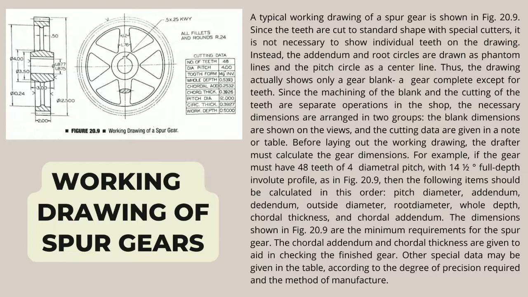As in figure 20.9, the following items should be calculated in order: pitch diameter, addendum, dedendum, outside diameter, root diameter, whole depth, chordal thickness, and the chordal addendum. The dimensions shown in figure 20.9 are the minimum requirements for spur gears, and the chordal addendum and the chordal thickness are given to aid in checking the finished gear. Other special data may be given in the table according to the degree of precision required and the method of manufacture.